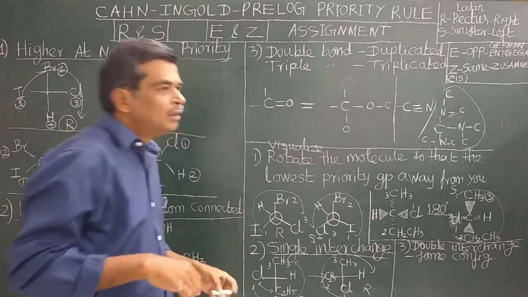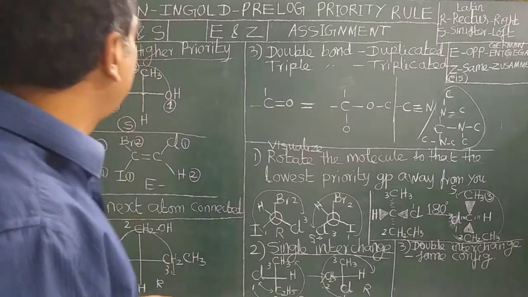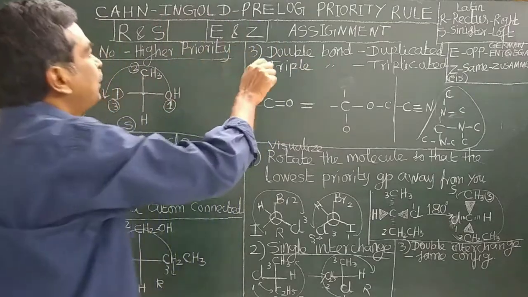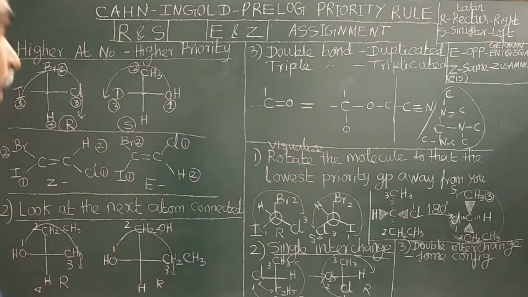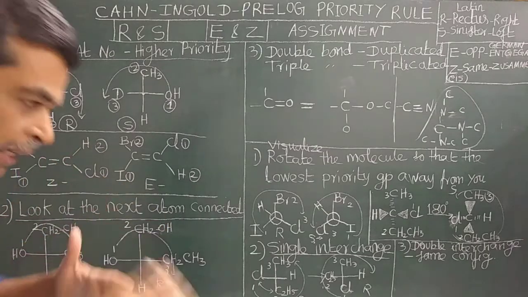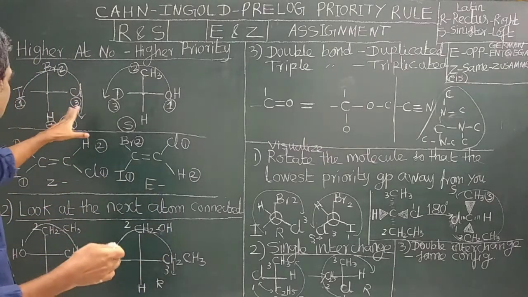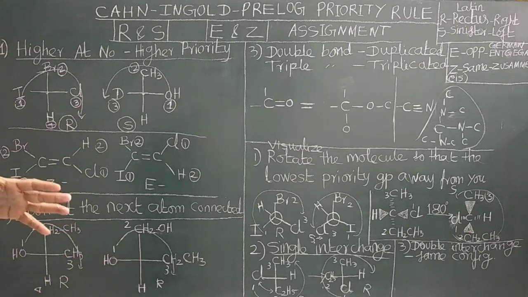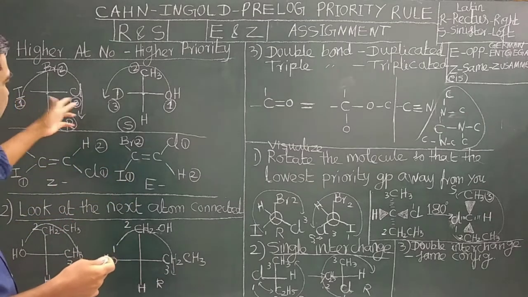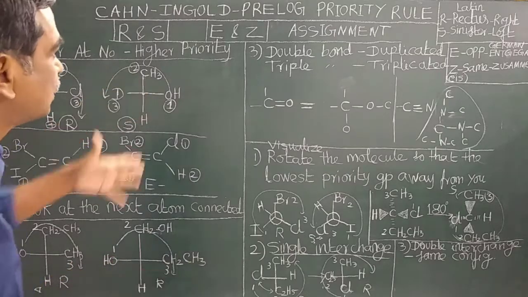Good morning. Today we will study the assignment of R and S configurations, and E and Z nomenclature. How is the R configuration assigned? For example, in optical isomers and geometrical isomers, how is the R configuration assigned, and how is the S configuration assigned?